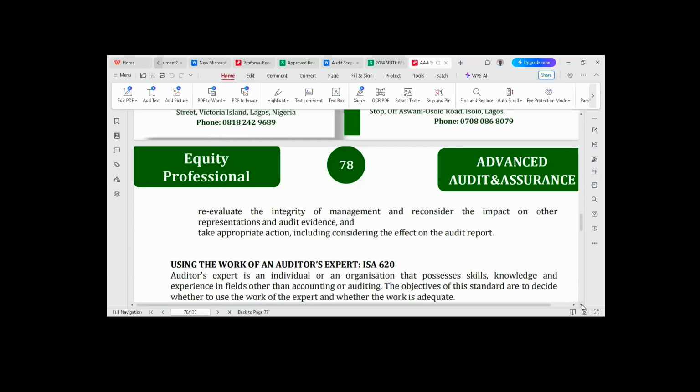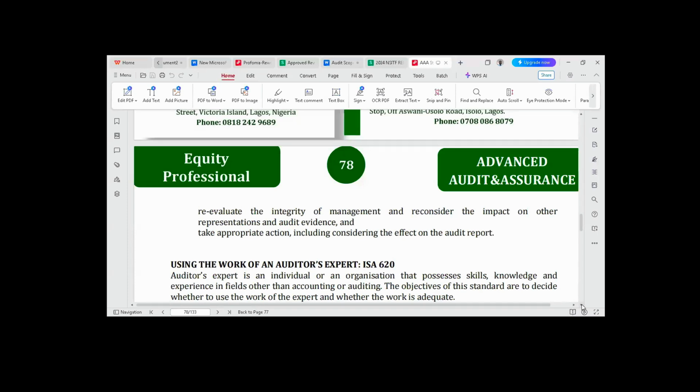Then in that instance, in evaluating the integrity of the management, we need to understand whether he can rely on other information or other audit evidence that has been obtained or provided by the management. If they cannot provide the information, it casts doubt on their what? On their integrity.